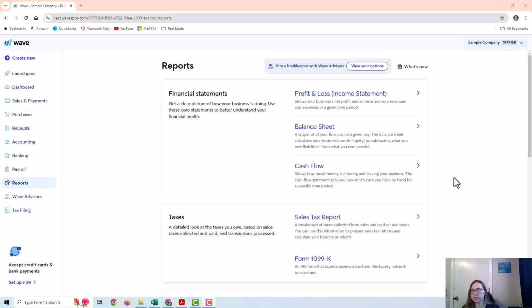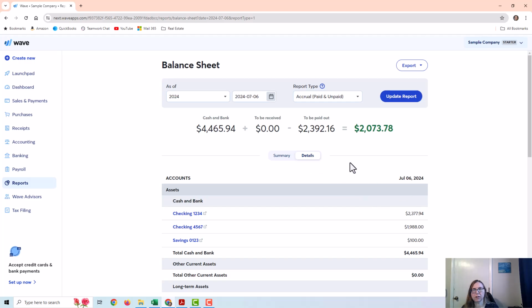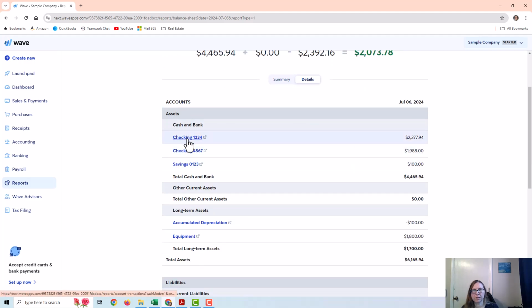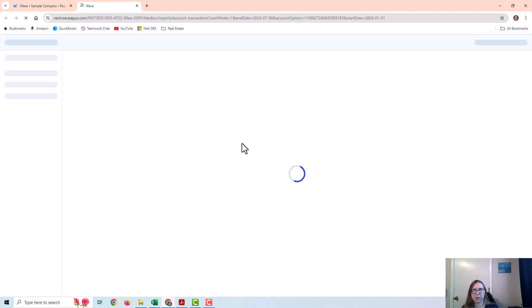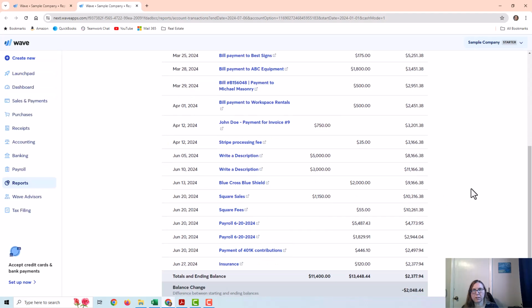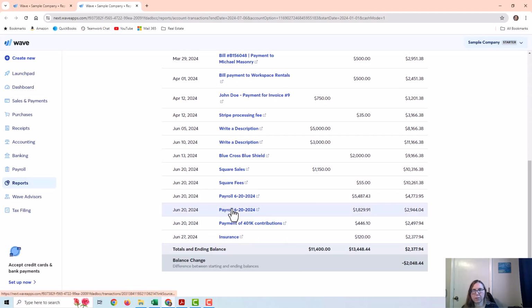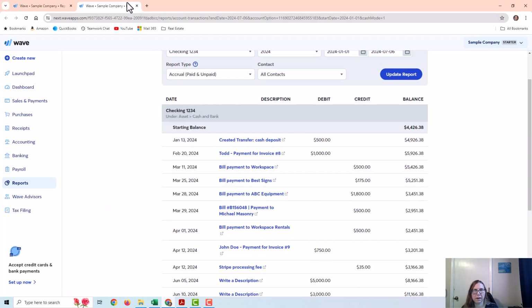Let's look at the reports real quick so we can see what we have at this point. So I just went to reports, and first we're going to look at the balance sheet. So right now, if I were to look at the checking account, I should see deductions of payments being made for things like the payroll taxes, 401k contributions, things like that.